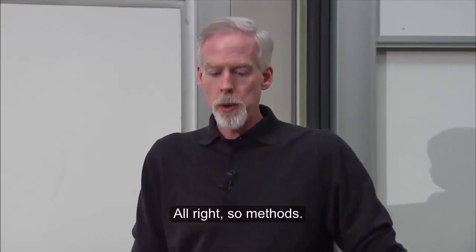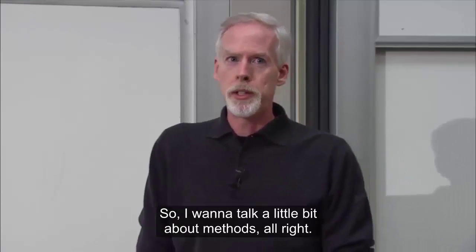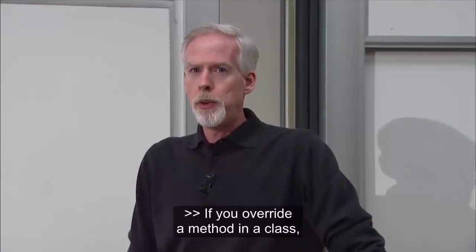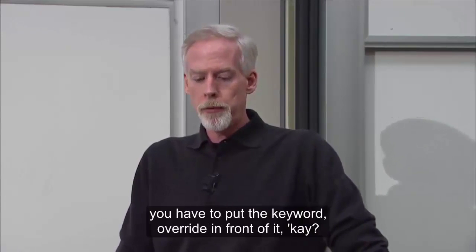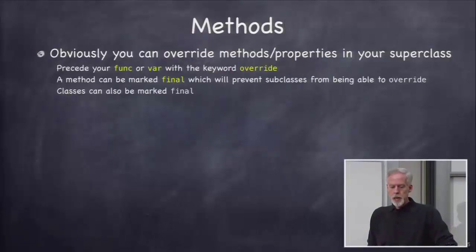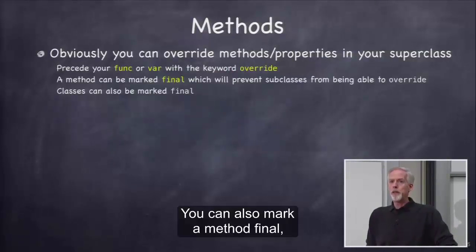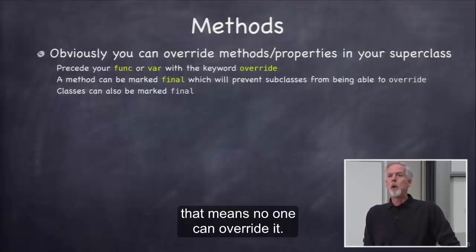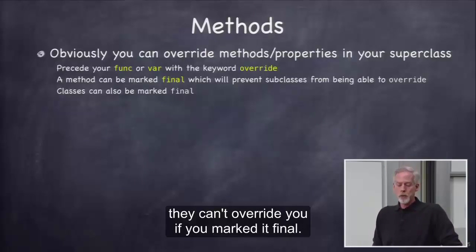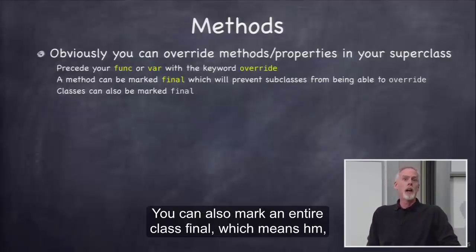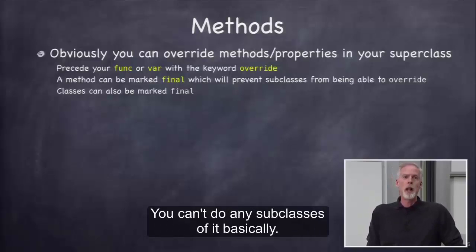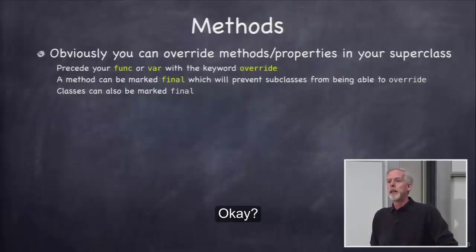All right, so methods. So I want to talk a little bit about methods, all right? You obviously, if you override a method in a class, you have to put the keyword override in front of it, okay? You can also mark a method final. That means no one can override it. So if someone subclasses a class you wrote, they can't override it if you marked it final. You can also mark an entire class final, which means this is the end of the line. You can't do any subclasses of it, basically. Okay?